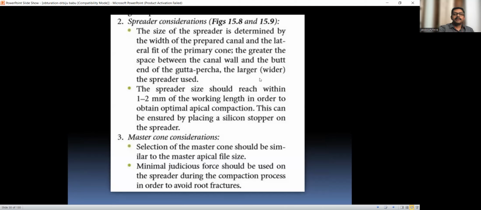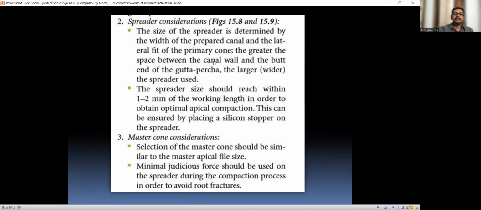Now about the spreader considerations. This again I have taken from the Grossman textbook. The size of the spreader is determined by the width of the prepared canal and the lateral fit of the primary cone. It says that the size of the spreader is determined by the width of the prepared canal and the lateral fit of the primary cone.